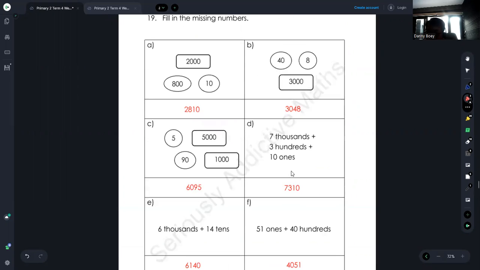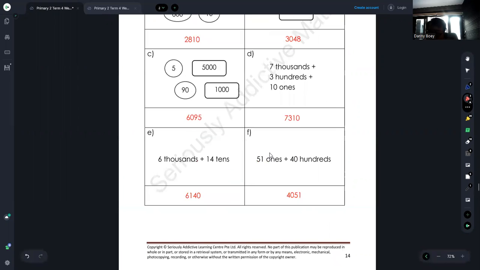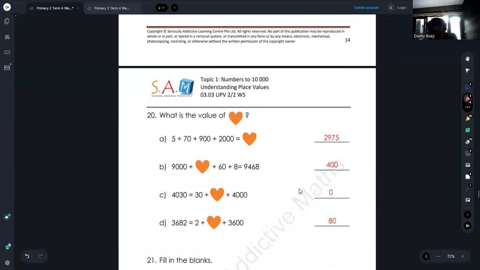Maybe just get them to do E and F. What is 51 ones? What is 40 hundredths? So remember the method they were taught just now? 40 hundredths means 4,000. So that is 4,000 plus 51. So use this method to teach them.